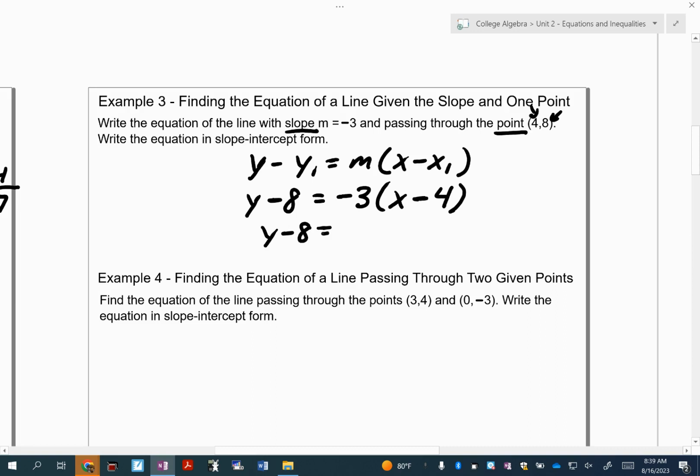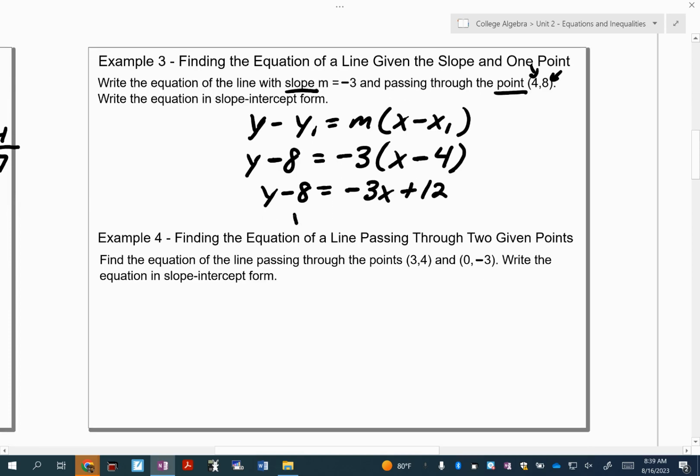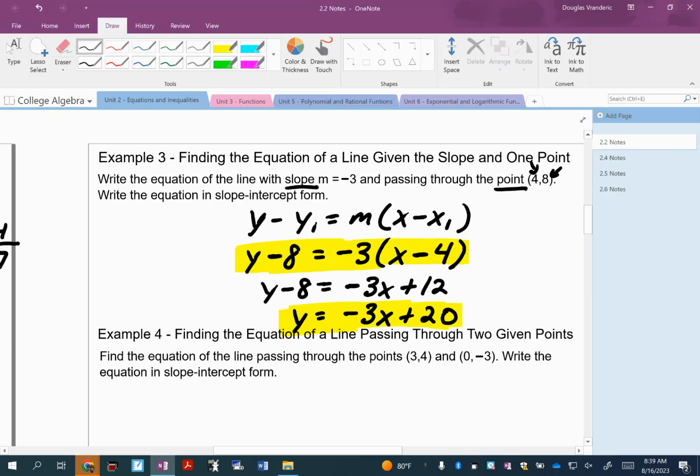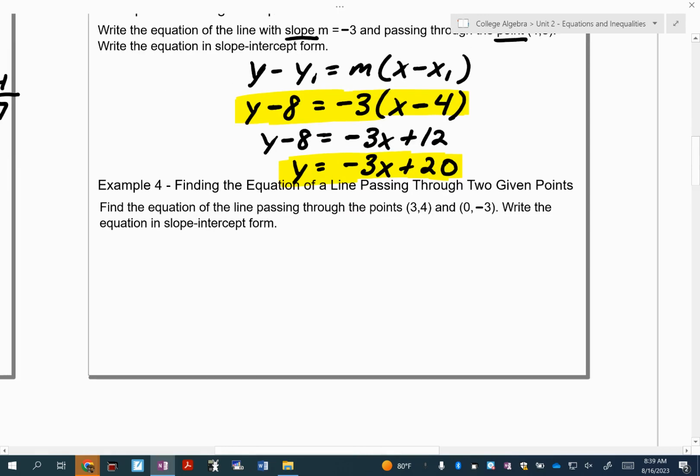Let's distribute. So y minus 8 equals negative 3x plus 12. I want to move the 8 over with addition to get y equals negative 3x plus 20. Now what I find interesting, and maybe you do too, is that if you were to graph this in our graphing calculator, if you type that and I type this, we would actually get the exact same line. It's just a different form. All right, the last one.